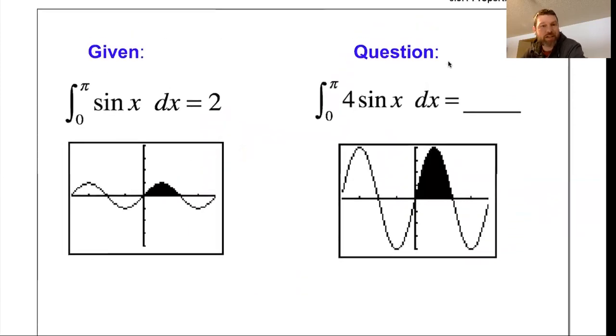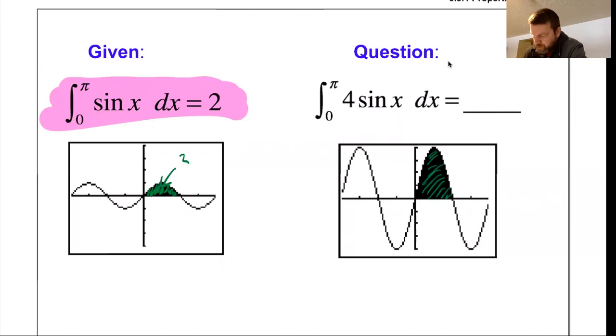This one's going to lead us to our next property. If I told you that the integral from 0 to pi of sine of x dx is 2, so I'm telling you that this area right there is an area of 2. What is this area going to be? Which would be the integral from 0 to pi of 4 times sine of x dx.